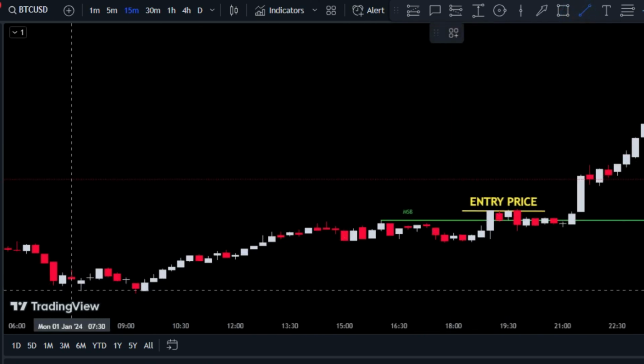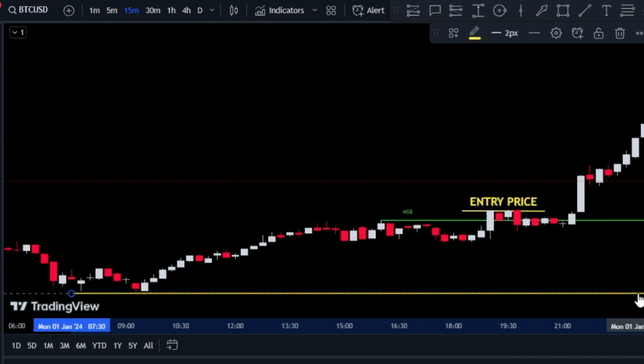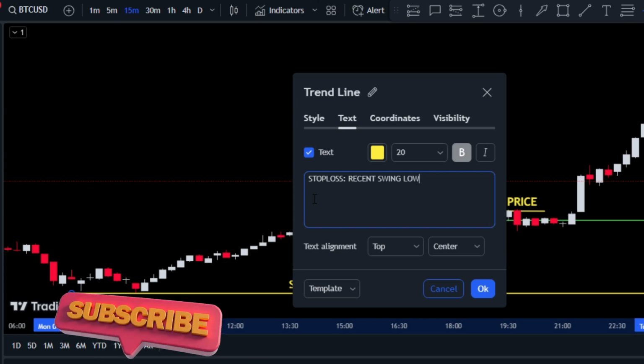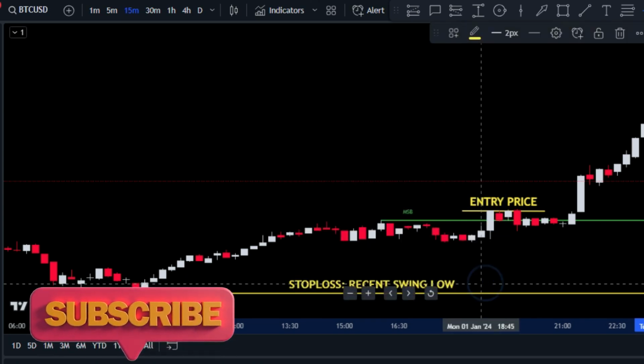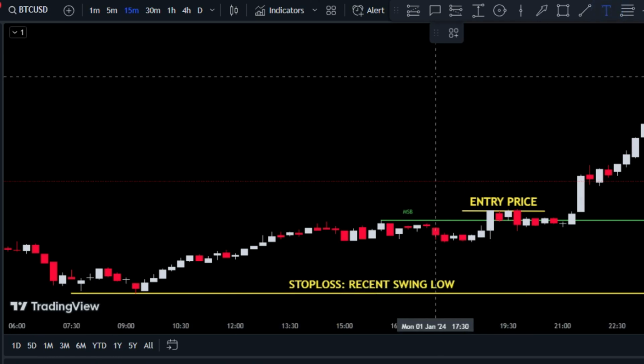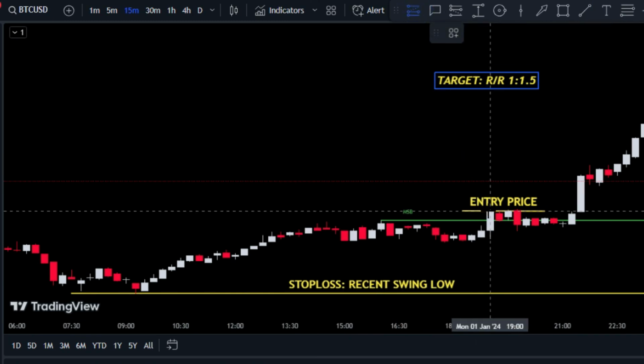As you proceed, remember to place your stop loss at the recent swing points. Lastly, when it comes to defining your target, a risk-reward ratio of 1 to 1.5 would be a good strategy.